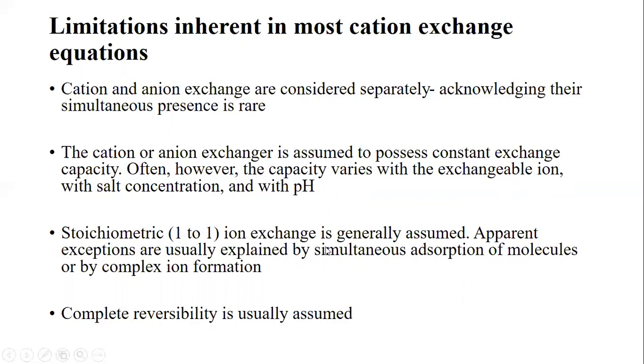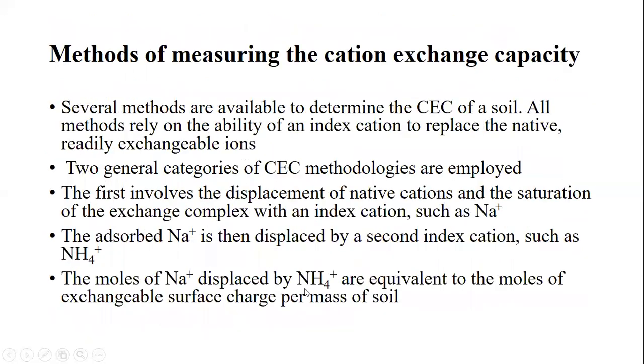Stoichiometric one-to-one ion exchange is generally assumed. That means one for one. Apparent exceptions are usually explained by simultaneous absorption of molecules or by complex ion formation. So sometimes this is not the case. One ion for an ion, one molecule for one molecule. We have some cases that this doesn't apply. I mean, just for you to know, these are limitations. You don't have to understand completely. This is a little bit advanced for you, we don't go through this. Complete reversibility is usually assumed. We always assume complete reversibility, and usually it's not true.